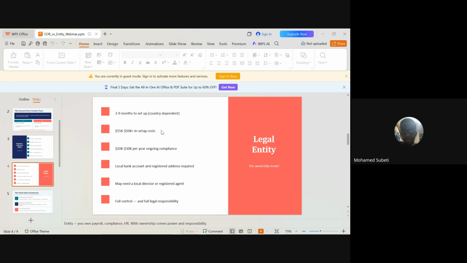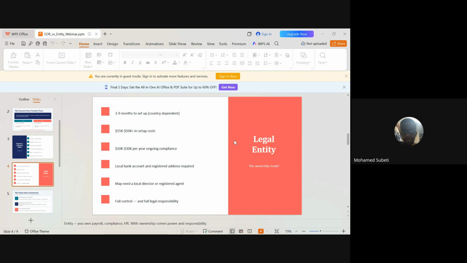The second is strategic. If you're planting a flag in a country, if you're building a sales team there, if you're going to be operating there for years, entity starts to make more sense. It signals permanence to your team, your clients, the local market, and it gives you more control over how you operate. Gate three: are there country-specific restrictions that force that decision?